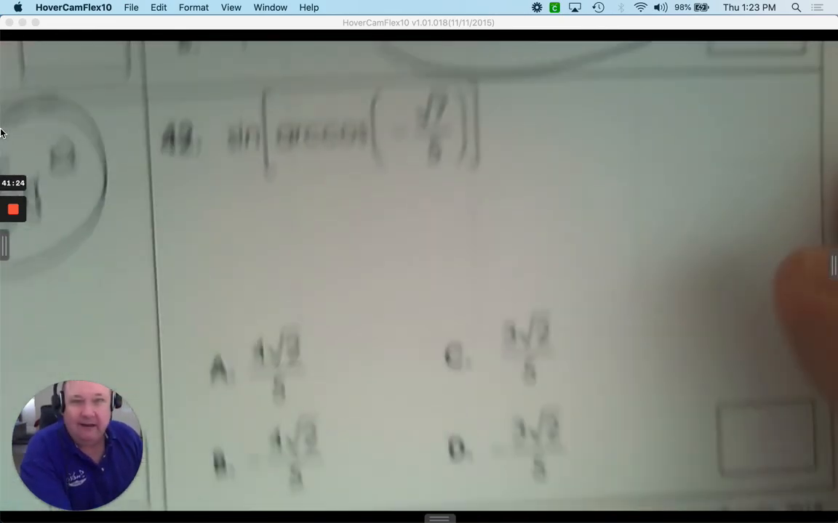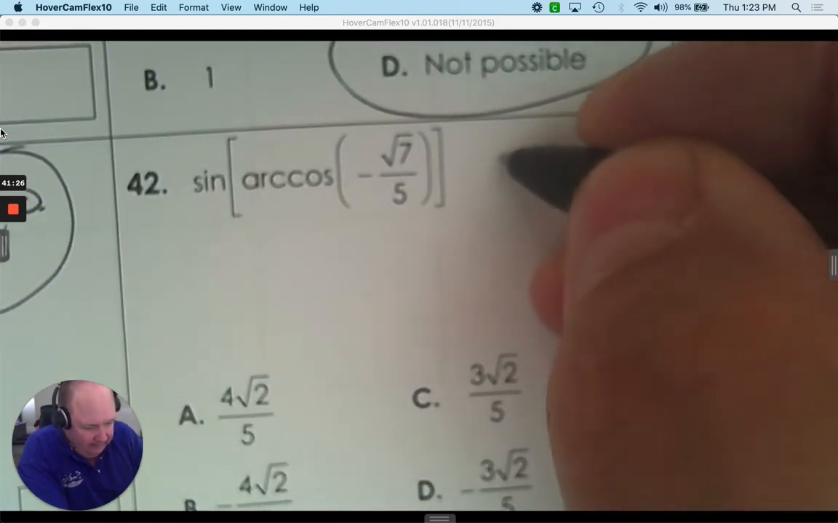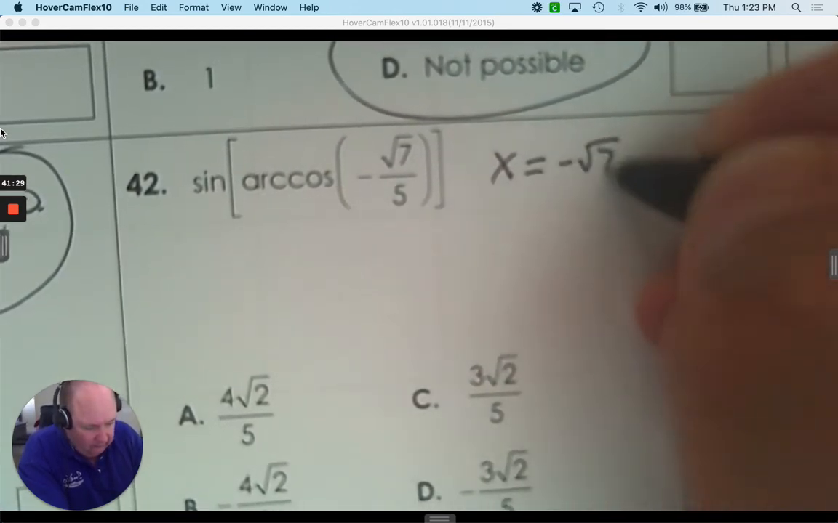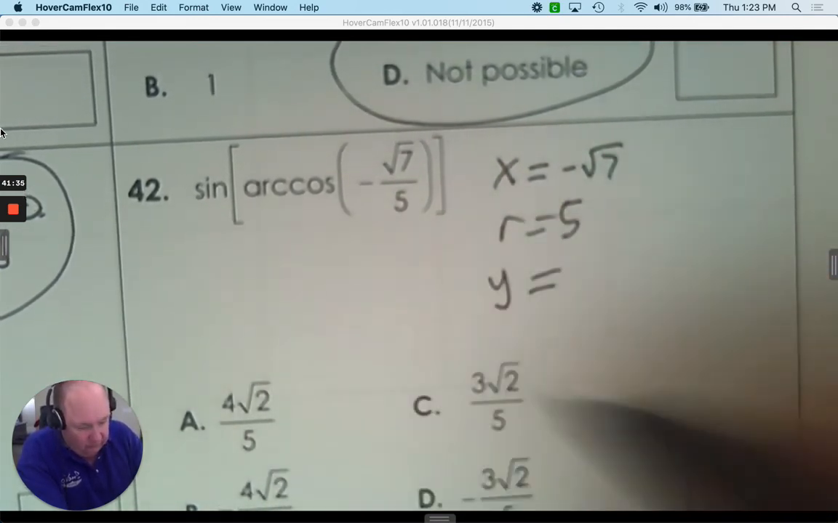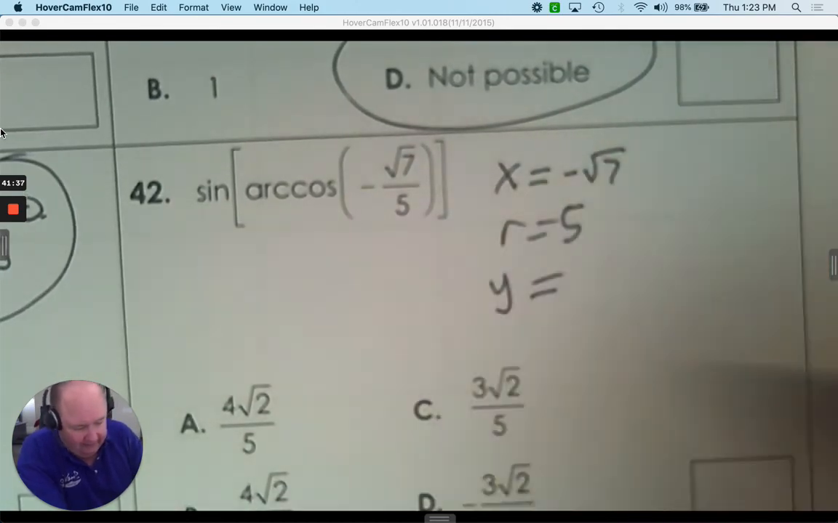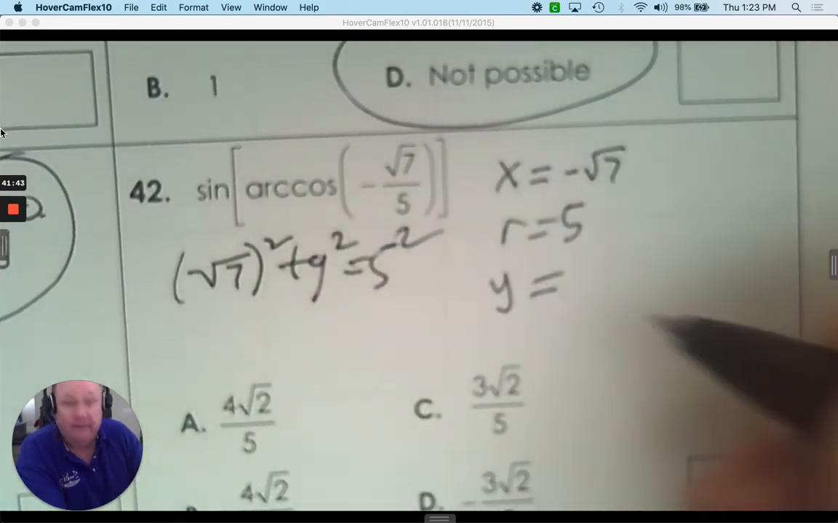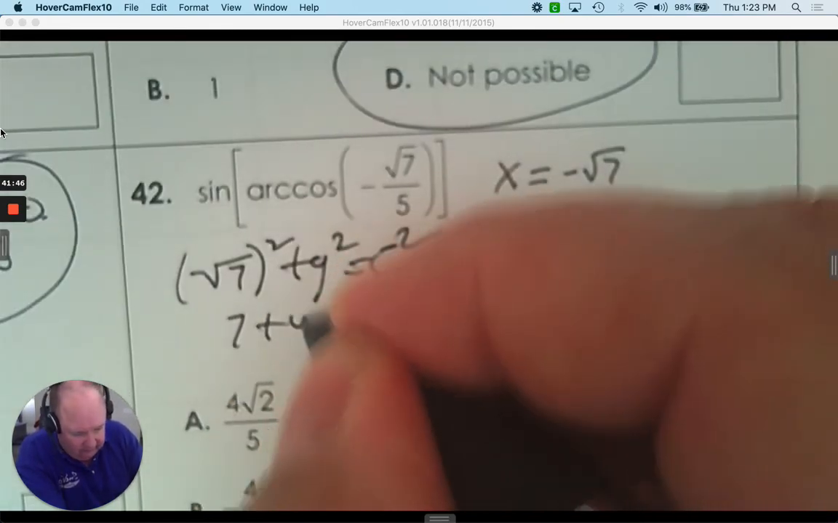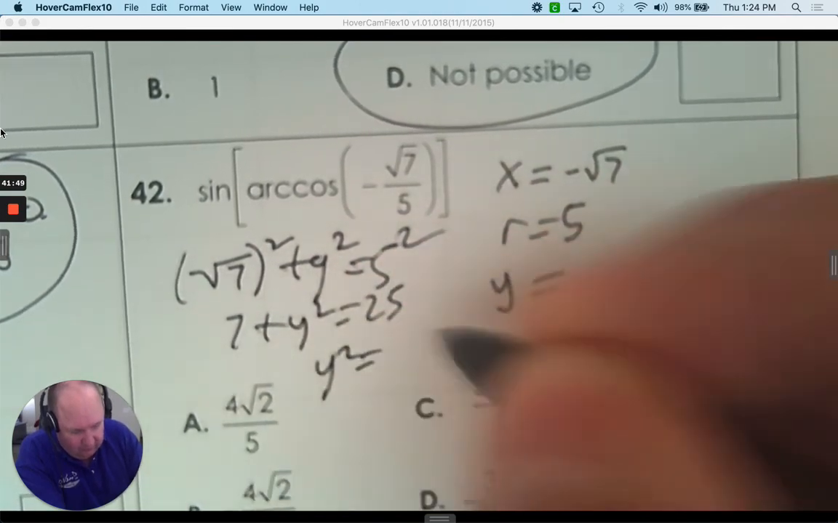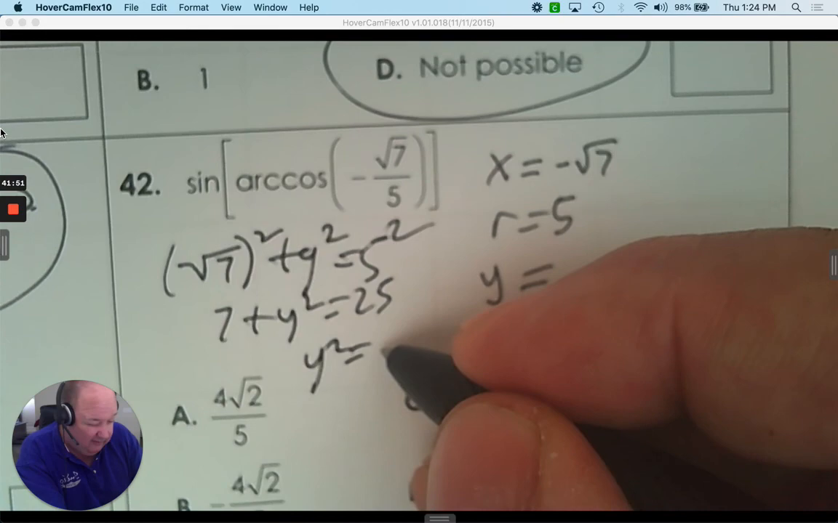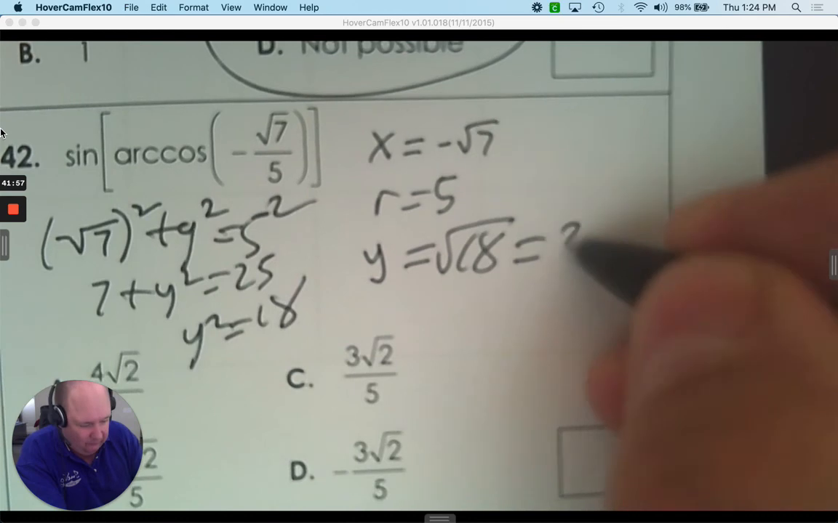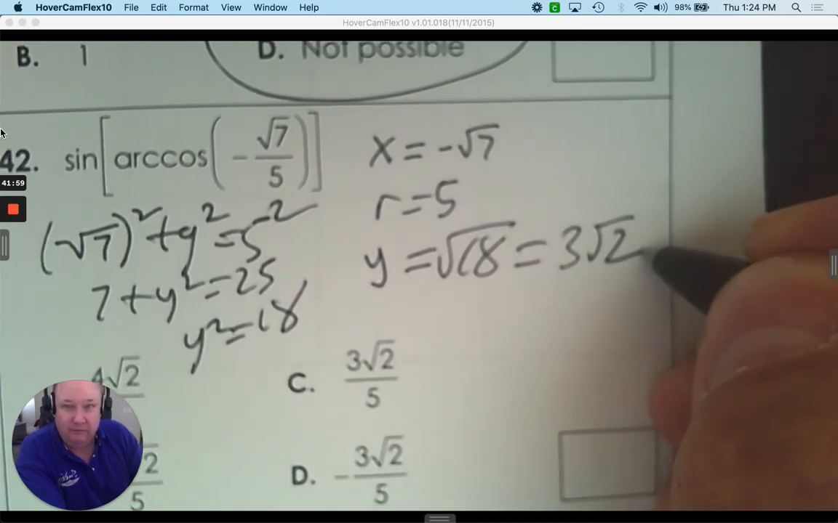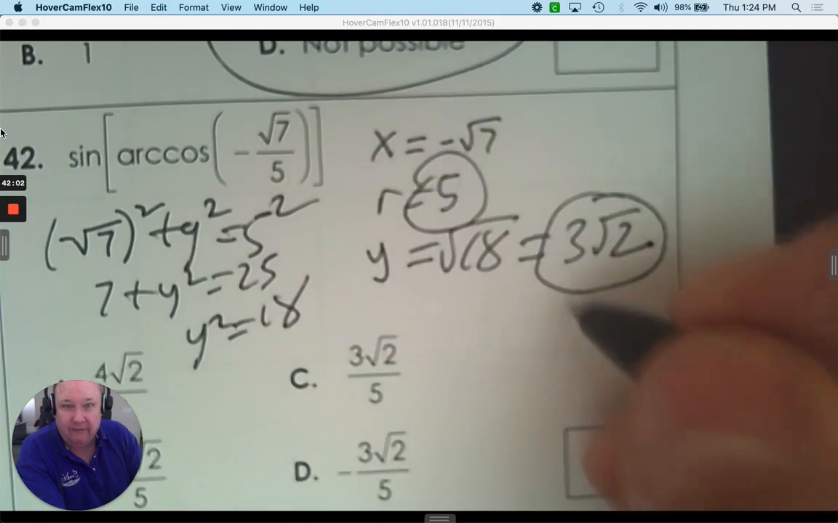Last one, not the unit circle. So the x-coordinate is negative root 7. The radius is 5. I need to figure out the y value. So if I drew a triangle with the Pythagorean theorem, I would end up with negative root 7 squared plus y squared equals 5 squared. And then I would solve for y. So that's 7. That's 25. Subtract 7. 25 take away 7. That's 18. So the square root of 18, that's 9 times 2. So that's what I'm looking for. Sine is 3 root 2 over 5.